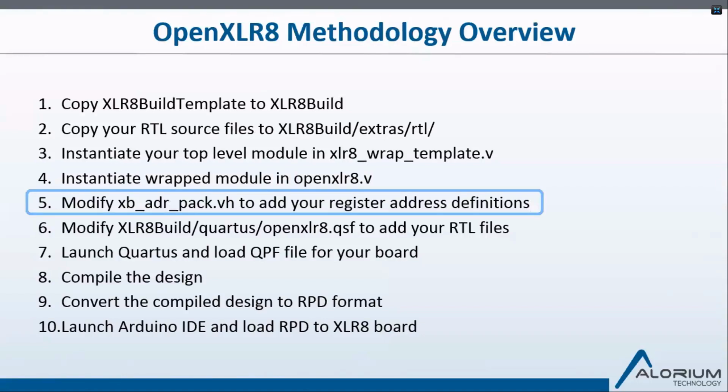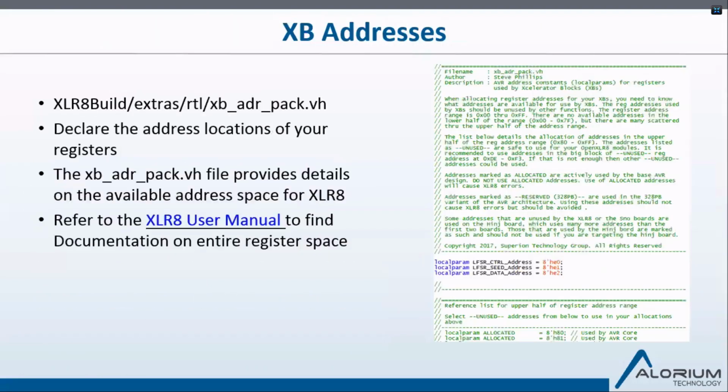Yep, absolutely. So now we've got all of our source code modified and put together. Now we're going to modify our XB address pack file to specify those register addresses that we've been talking about. So this address pack allows us to define values for some parameters that are used then in the logic. These 3 lines here, these names should look familiar. We just saw those in the code a minute ago. And now we're assigning values, in this case, E0, E1, and E2 as addresses for those registers.